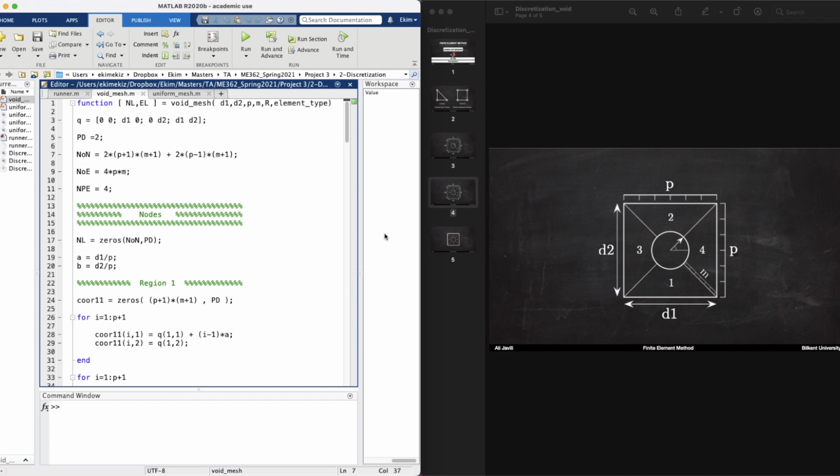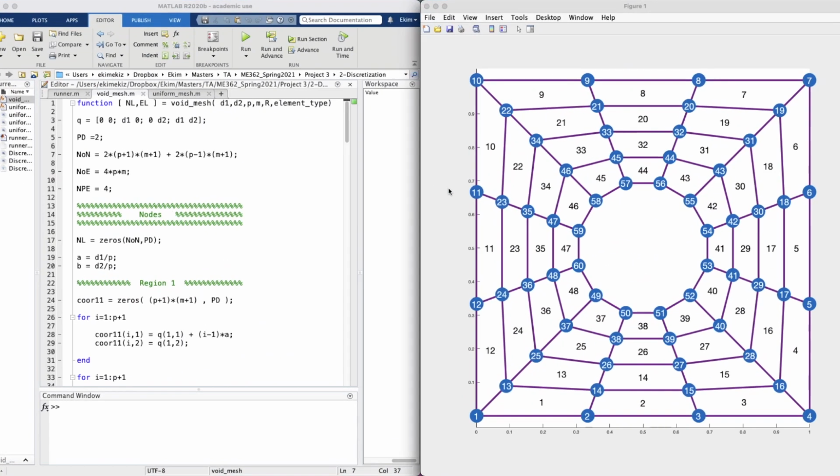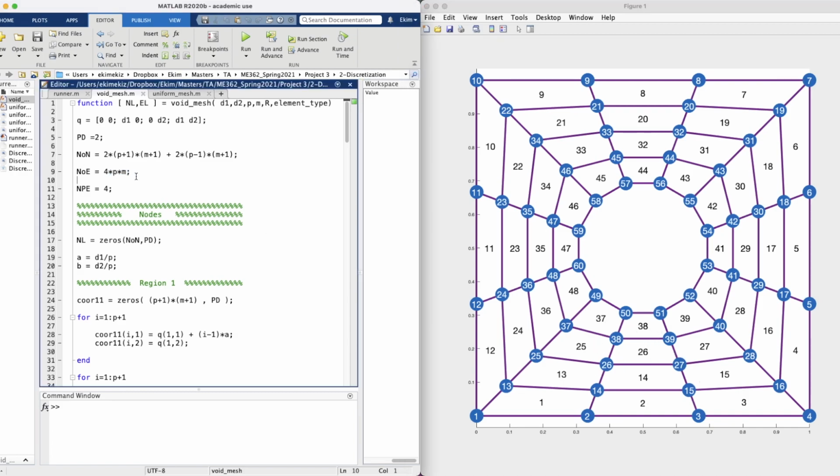Okay. And for the number of elements, if you again think of this as the uniform mesh we had before, every region should have p times m elements, right? So p is 3 columns of elements, m is 4 rows of elements, p times m times 4, because we have 4 regions. So that is our number of elements.